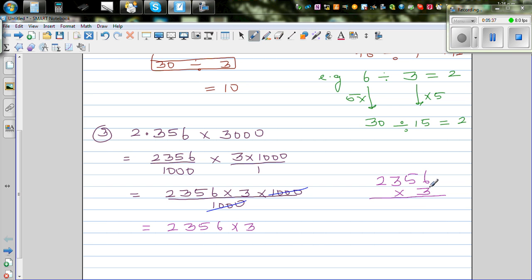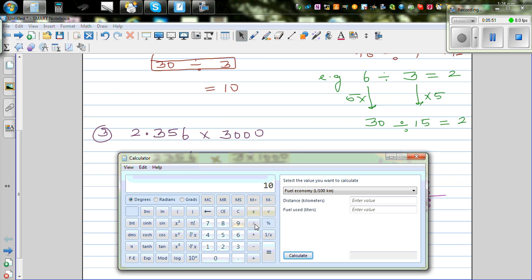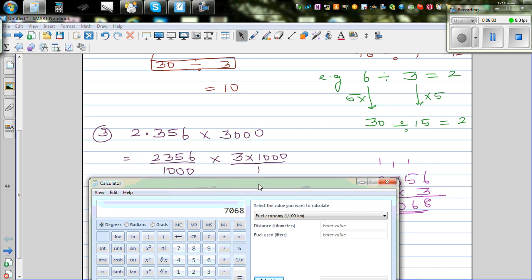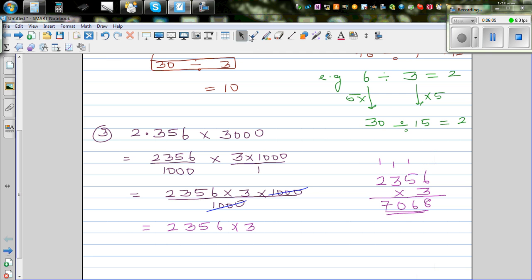So I'm using the algorithm. 6 times 3 is 18, remainder 1. 15, 16, remainder 1. 9, 10, remainder 1. 7068 is the answer. So let's check this. Cancel. 2.356 times 3000, the star is times, gives 7068. So the answer is right. So the answer is 7068.